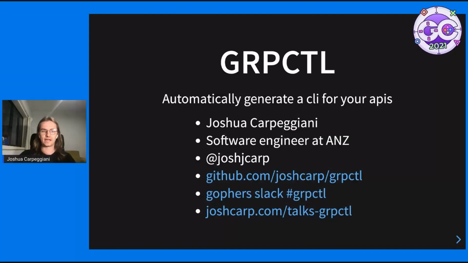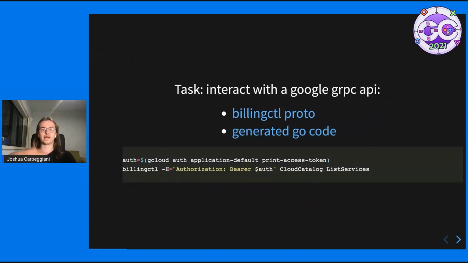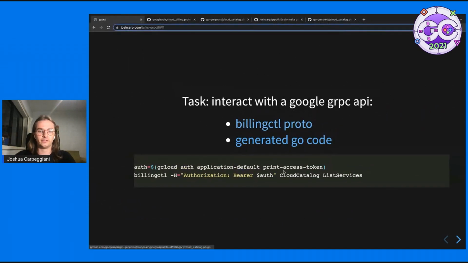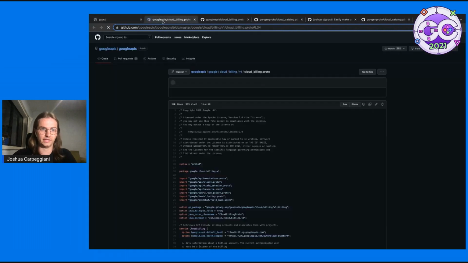I'm going to be talking about how to automatically generate a CLI for your gRPC APIs. This was a project that I started and I've been doing it in my spare time, and it seems to be really cool. The task that we're going to be doing is integrating with the billing CTL proto in Google APIs.